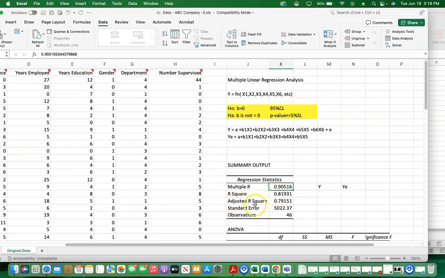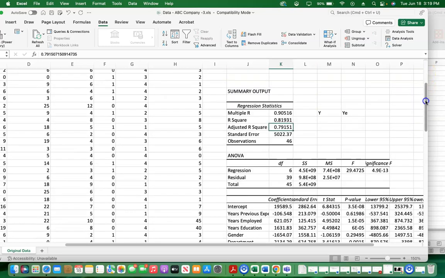Now, adjusted R squared is almost the same. It is 79% of Y observed explained by the Y estimated, and the remaining is not explained, but it is not as big as the portion that is explained by our variables. The remaining percent is actually the error term.